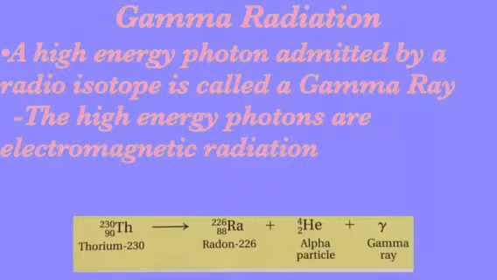Because gamma rays have no mass and no electrical charge, the emission of gamma radiation does not alter the atomic number or mass number of an atom. Gamma rays are extremely penetrating and can be very dangerous. Gamma rays easily pass through paper, wood, and the human body.